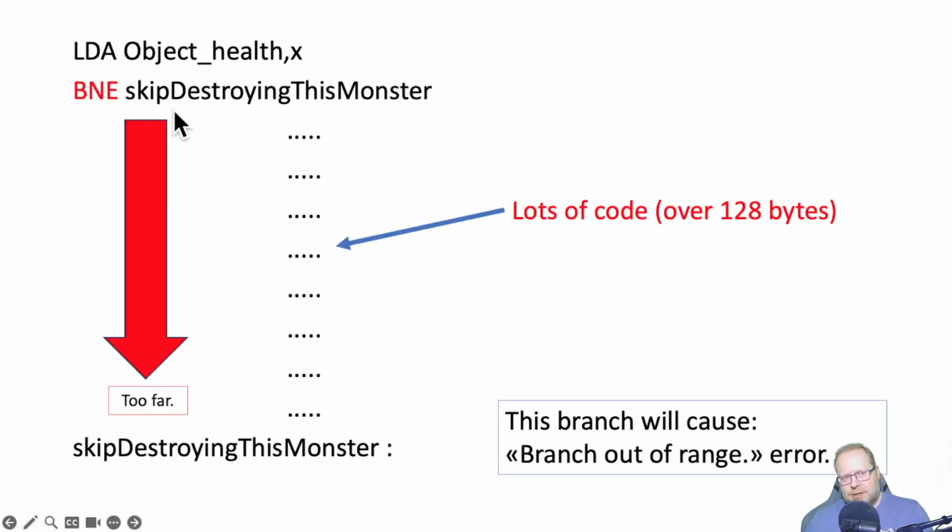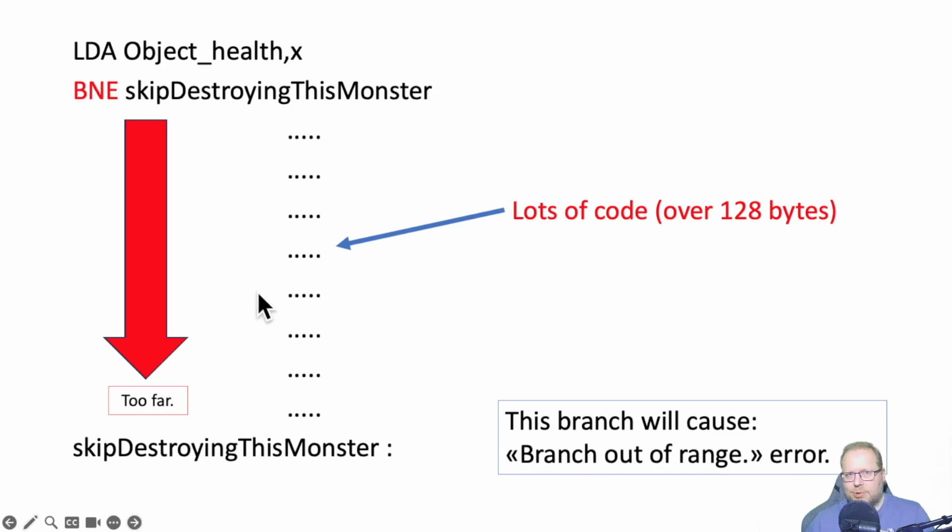Let's look at, let's say this was the monster hurt script. And I say LDA object health, x, branch if not equal, skip destroying this monster. So if the monster still has health, I don't want to destroy it. Branch if not equal, I don't have any compare, so I'm comparing with 0. This is not 0, so I want to go down here. The monster still has health left.